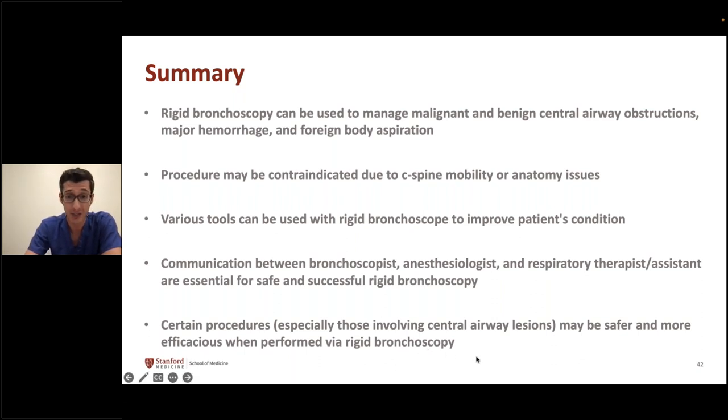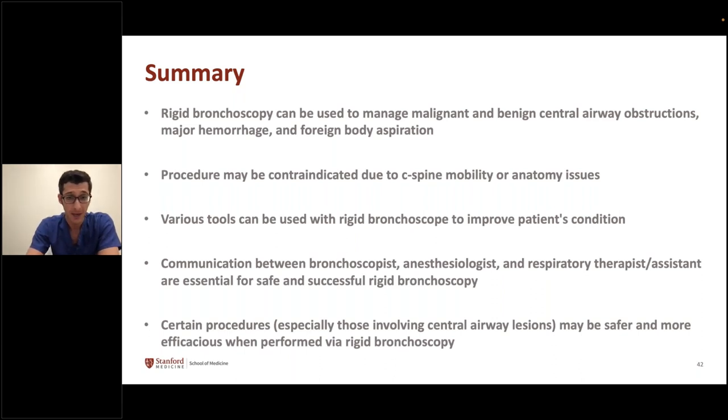Some contraindications that we see to this procedure are C-spine immobility, anatomy issues, especially oropharyngeal issues that may preclude rigid intubation. Various tools, pretty much all tools available for bronchoscopic intervention in general, are compatible with rigid bronchoscopy, and some are actually only suited to rigid bronchoscopy. As Dr. Chang stressed, communication and coordination with your entire team, your anesthesiologists, your respiratory therapists, your nurses, are essential for safe and successful procedures.